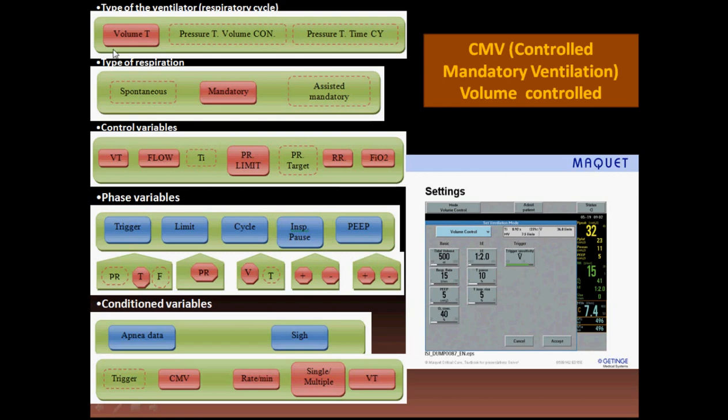When you come back again to specify this type of ventilator, it is volume controlled. The type of respiration is mandatory. Control variables: we set the tidal volume with flow, tidal volume with inspiratory time, or tidal volume with I:E ratio. Pressure is the limit. The triggering is time. This is the respiratory rate, and FiO2 you put it. This is the first variable. The triggering is time. The limit is pressure, which is an alarm.